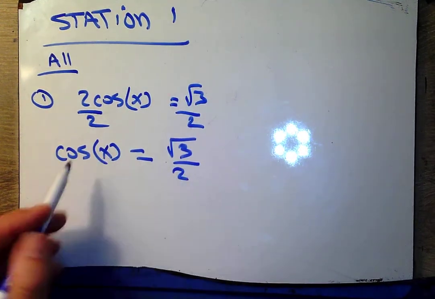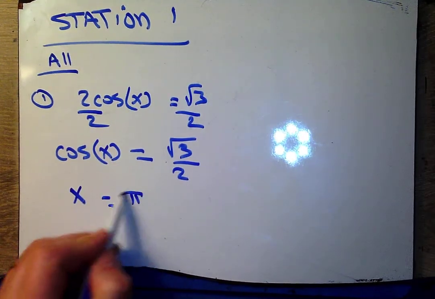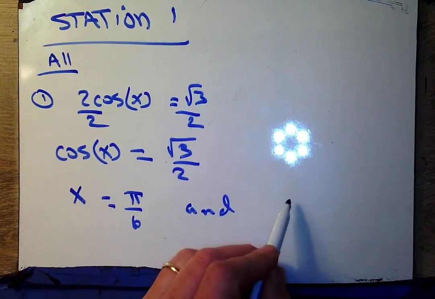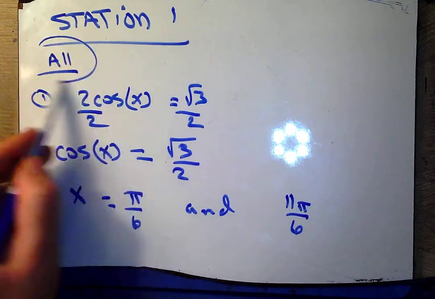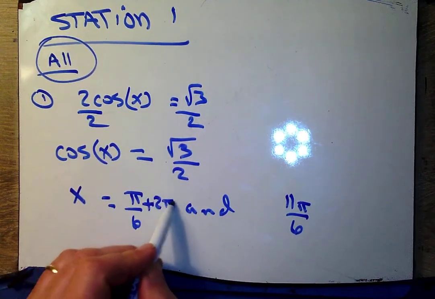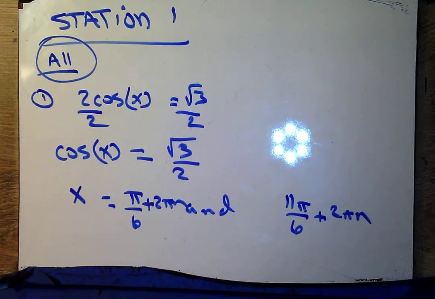root 3 over 2? And I know of two places. One of them is at pi over 6, and the other one is at 11 pi over 6. But since we said all solutions, now we need to add plus 2 pi n to each of these. And there's our answer to number 1.